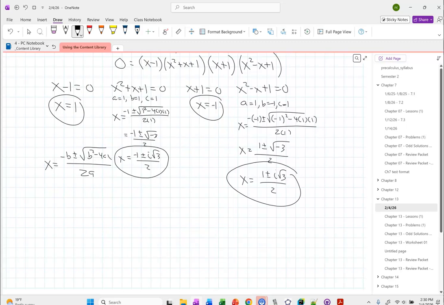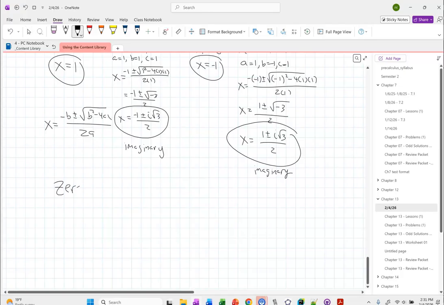What do you notice about both of those solutions to the quadratic? They are imaginary. Yes. How did I know that I got those i's? What caused the i? The negative under the square root. Very good. Guess what that means? Since they're imaginary, they're not zeros. Why? Does the graph cross the x-axis? The x-axis consists of only real numbers, so my zeros are just 1 and negative 1.